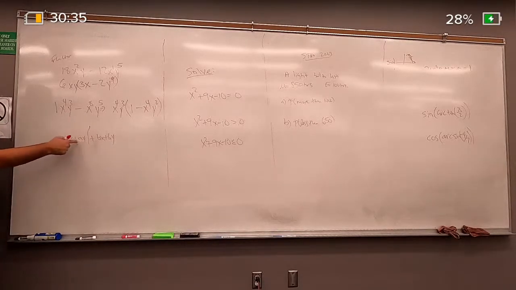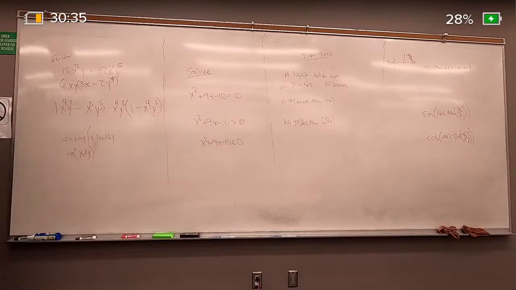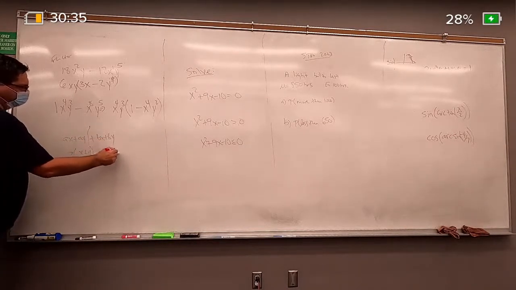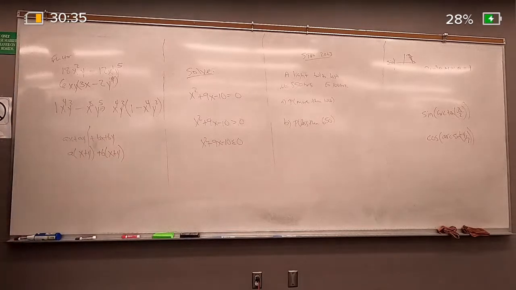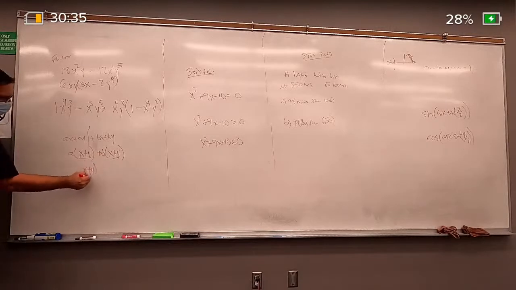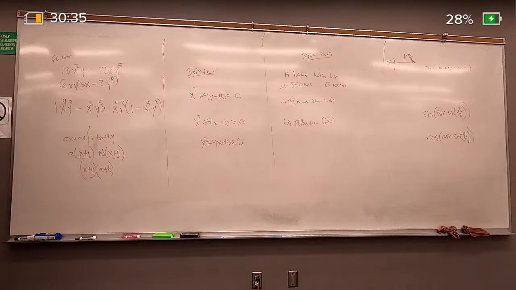A is common to both. This is factoring by grouping. A is common to both. We get x plus y. B is common to both. We get x plus y. And we get x plus y, times a plus b. That's called factoring by grouping. We good? You sure?